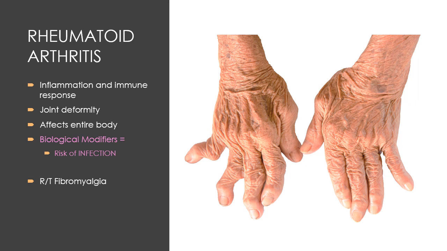Rheumatoid arthritis is associated with other syndromes also, like Sjogren's syndrome, which is where everything gets dry, so dry eyes, dry mouth, vaginal dryness. It's also associated with fibromyalgia syndrome.